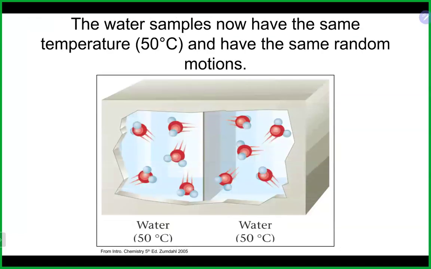And eventually, they'll hit about halfway between both temperatures. So if you take 90 and 10, that's 100 divided by 2, you'll end up somewhere around 50. As they come to equilibrium, basically, both sides will have the same temperature.